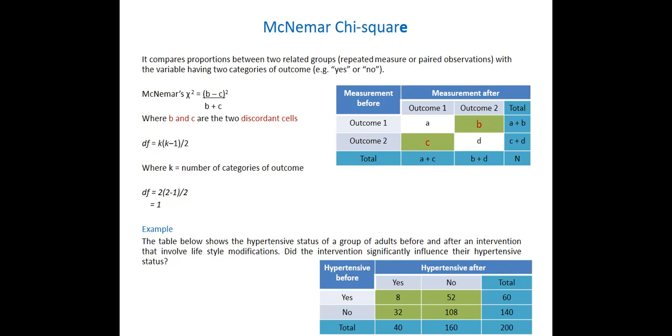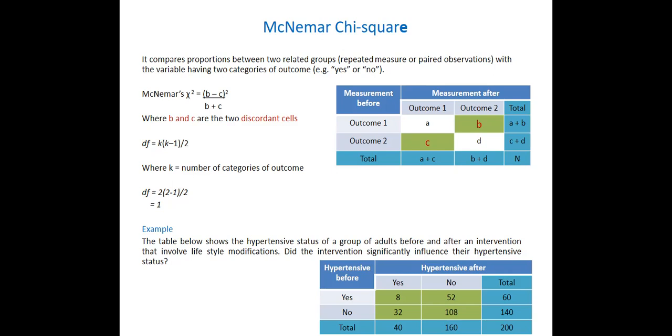Look at this. Look at the second table. This second table shows the hypertensive status of a group of adults before and after an intervention that involves lifestyle modifications. Did the intervention significantly influence the hypertensive status? You see, there are 200 people. They measure their blood pressure and classify them as hypertensive or not hypertensive. That's the one we call hypertensive before.